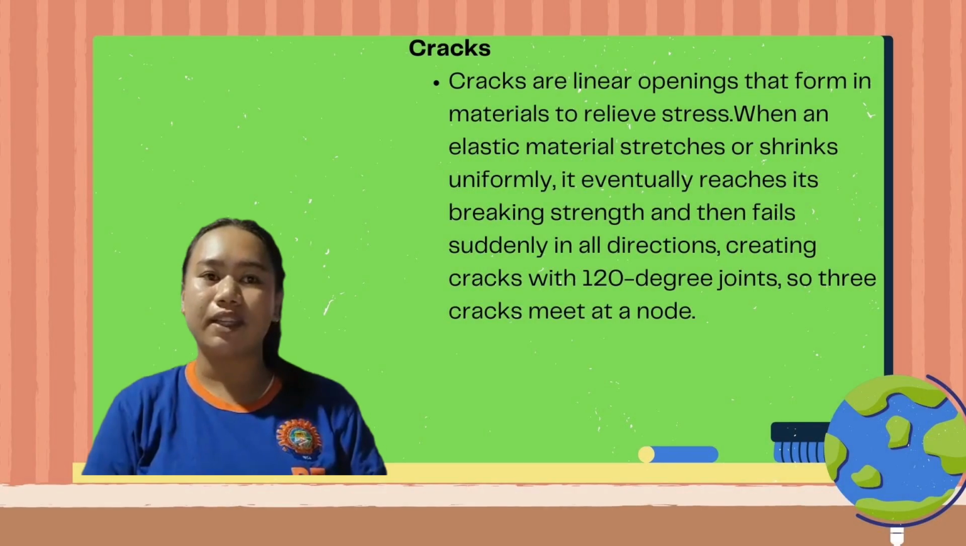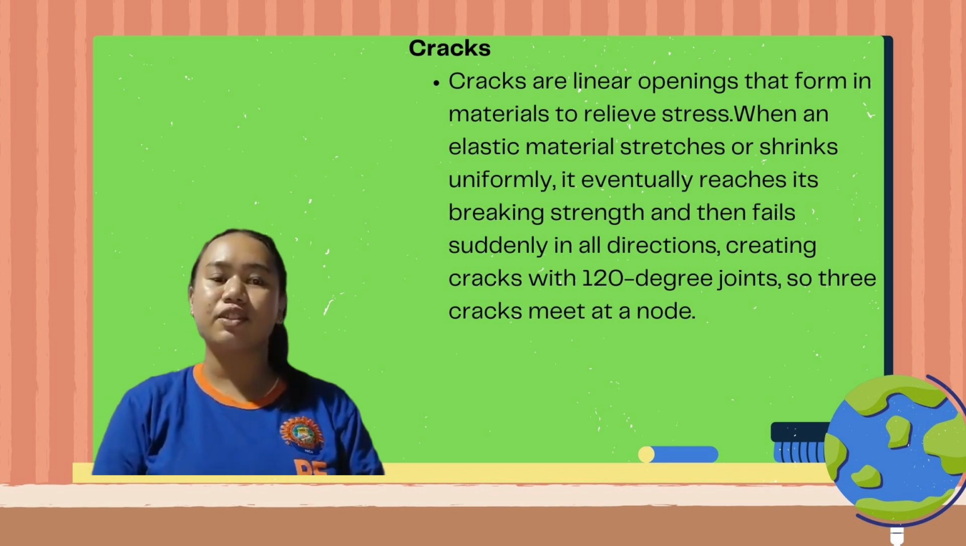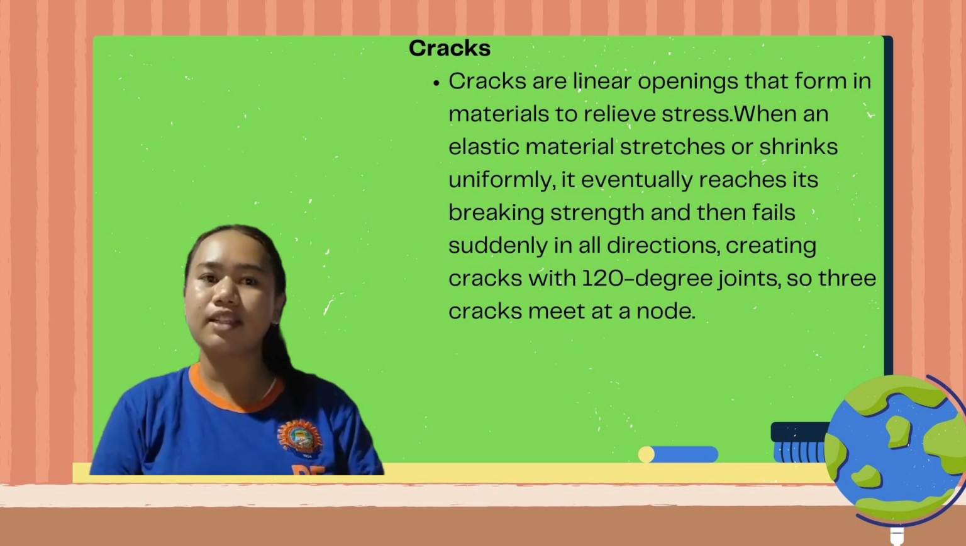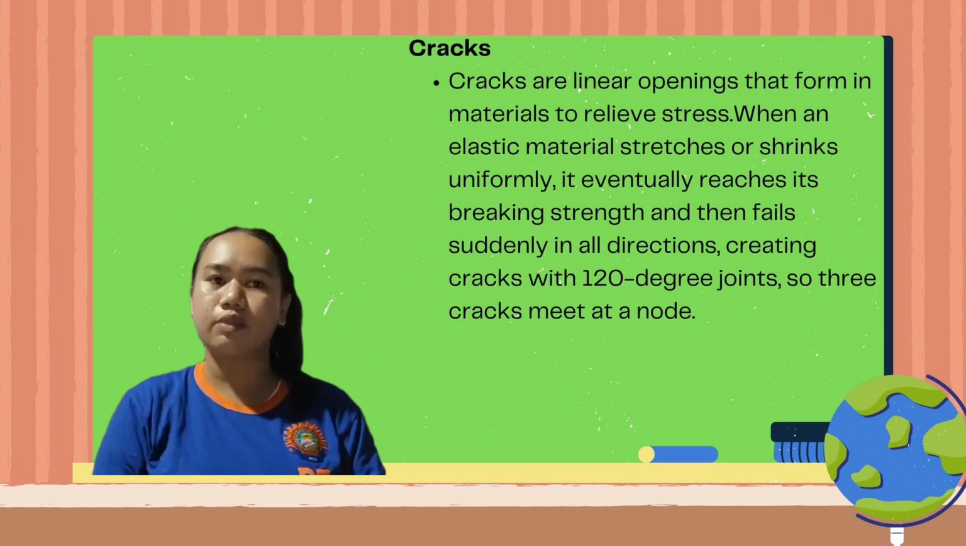Cracks are linear openings that form in materials to relieve stress. When an elastic material stretches or shrinks uniformly, it eventually reaches its breaking strength and then fails suddenly in all directions, creating cracks with 120-degree joints. So three cracks meet at the node.